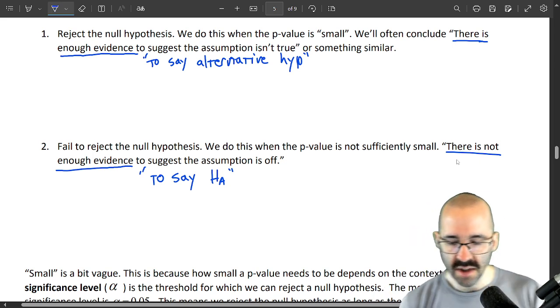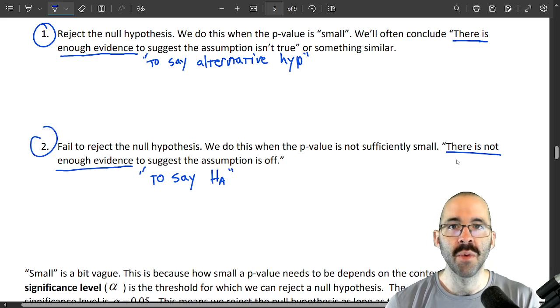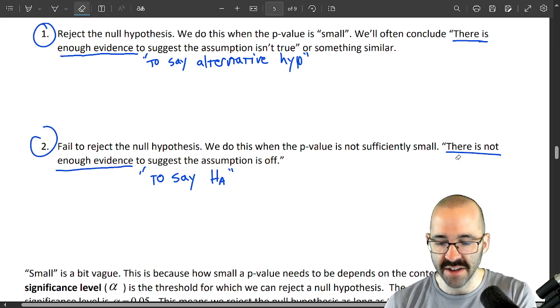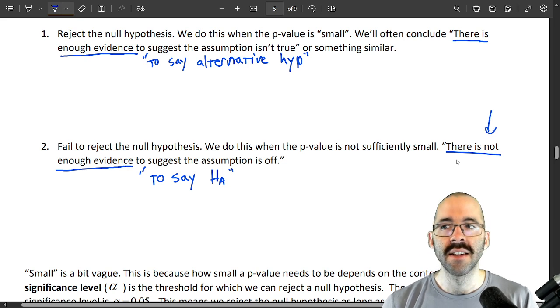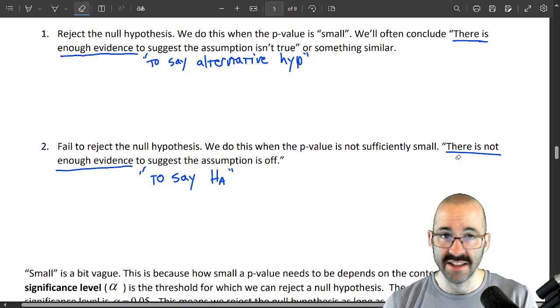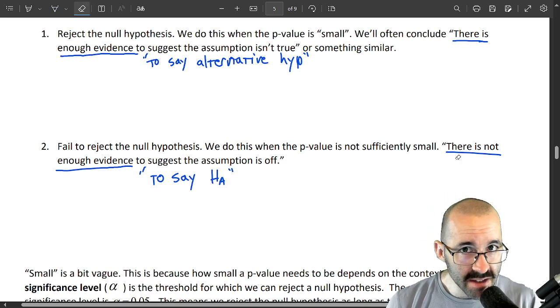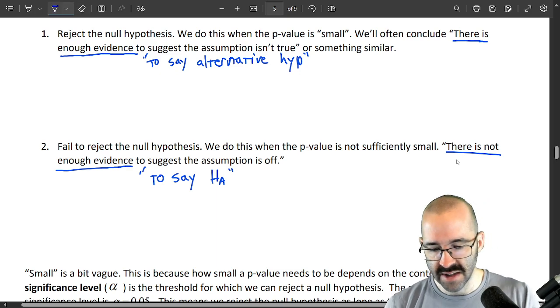Really, the conclusions are almost identical, whether the p-value is low or not low. The only difference is this word right here. That's the only difference between your conclusions. Is there enough evidence for the alternative hypothesis? Is there not enough evidence for the alternative hypothesis?